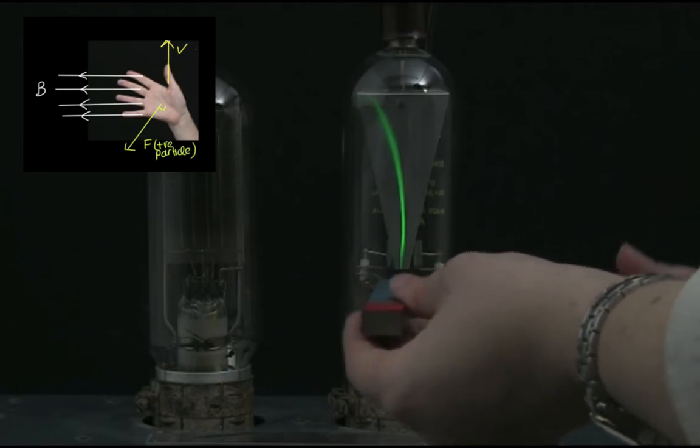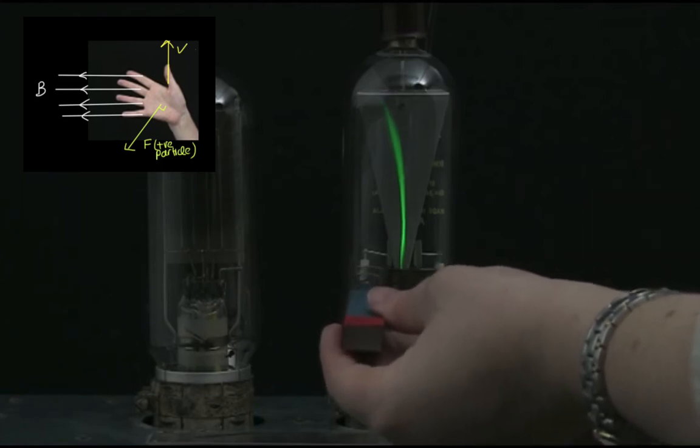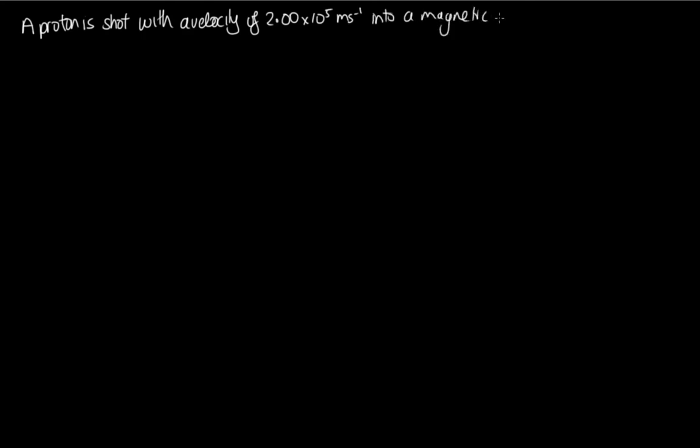Let's have a go at a few quantitative examples of using this equation now. So the question is, a proton is shot with a velocity of 2.00 times 10 to the 5 meters per second into a magnetic field with a magnetic field strength of 5.00 milliteslas.